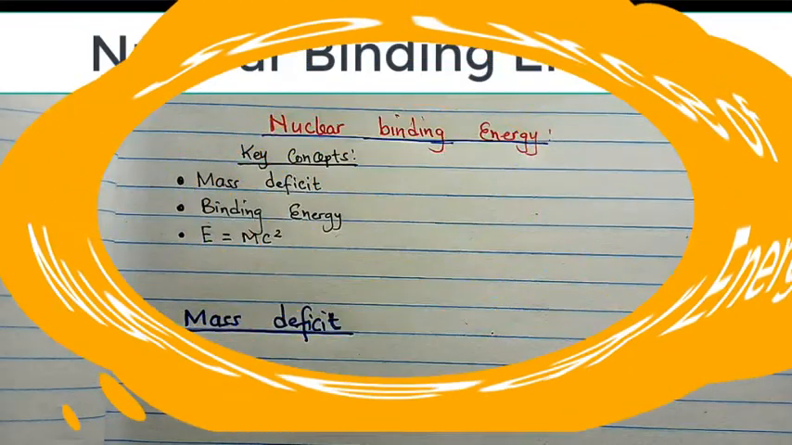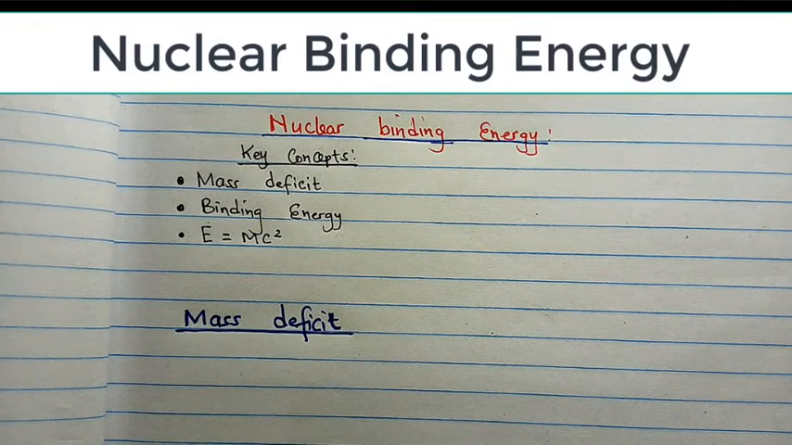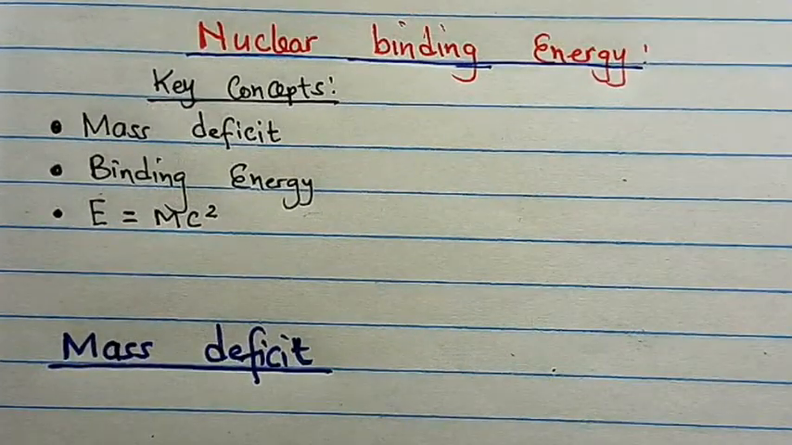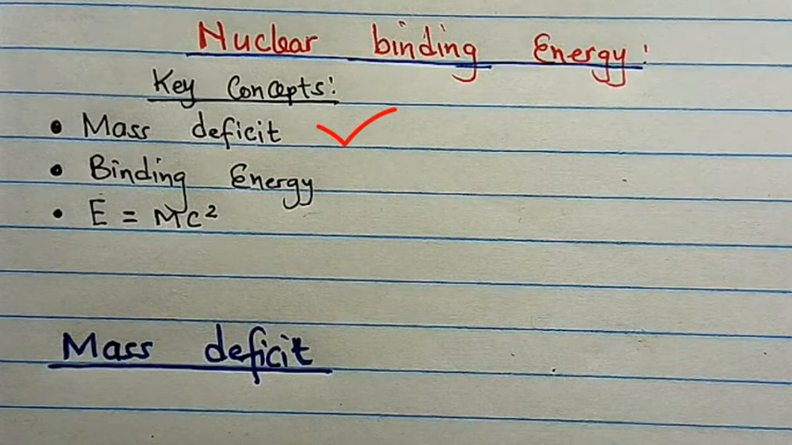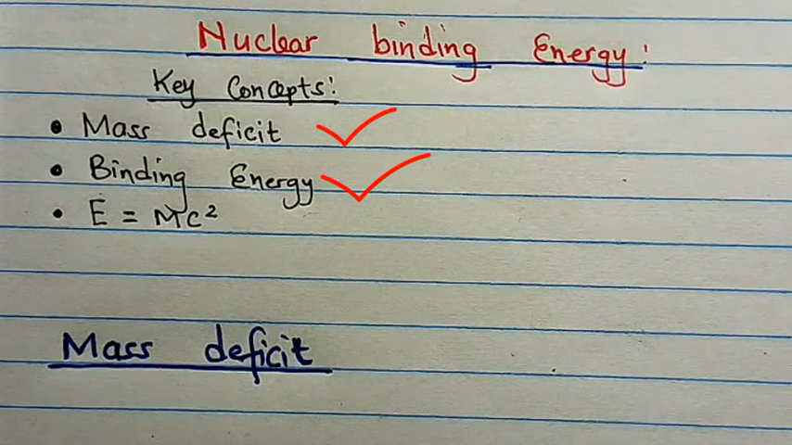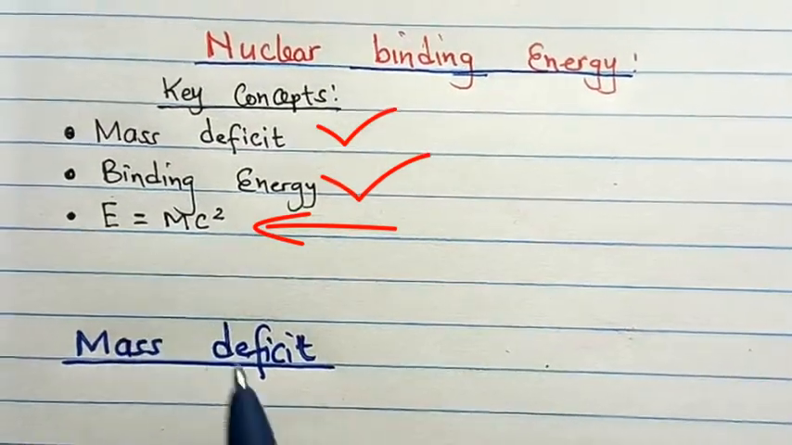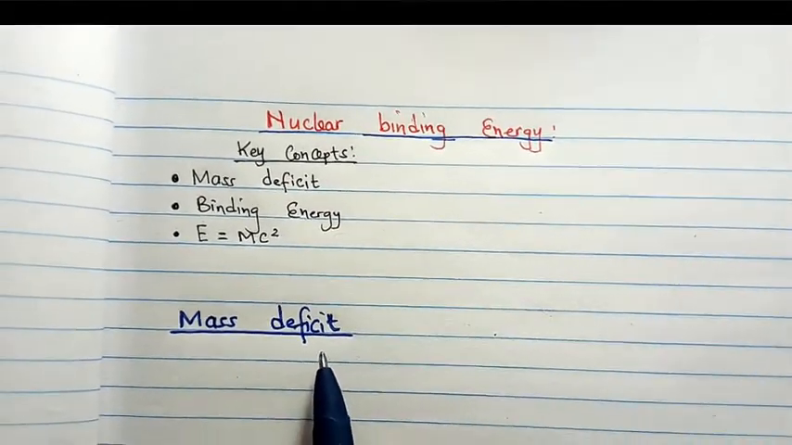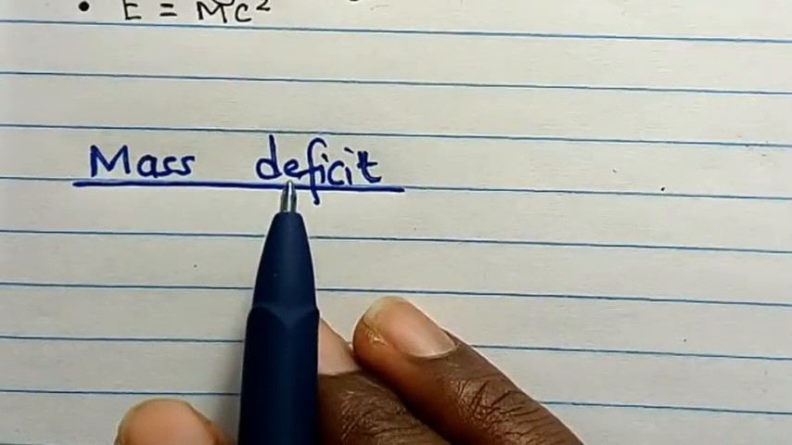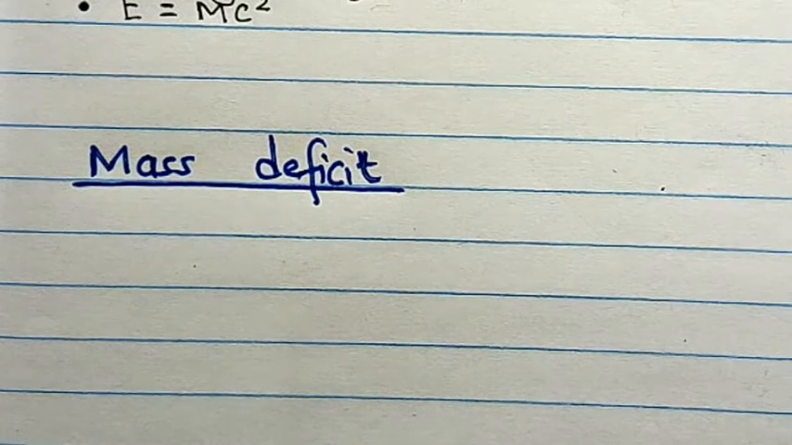In our learning today, we are going to focus on nuclear binding energy. The key concepts that are important to us for this topic are mass deficit, binding energy, and the renowned equation E equals mc squared. Now we start with the mass deficit. What do we mean by the mass deficit?